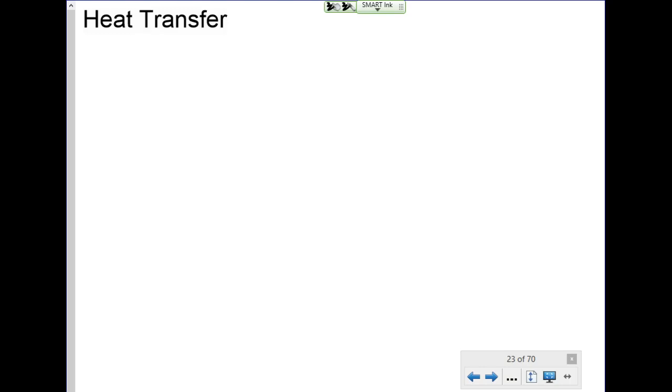100.0 grams is a mass. Okay. At 25 degrees Celsius. Aha. Okay, and that's really important. It's not a temperature change. It's the starting temperature. Very good.